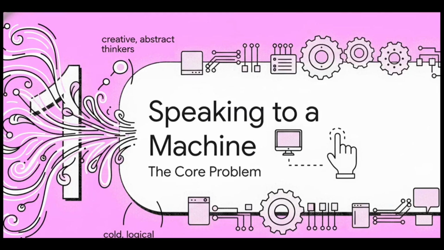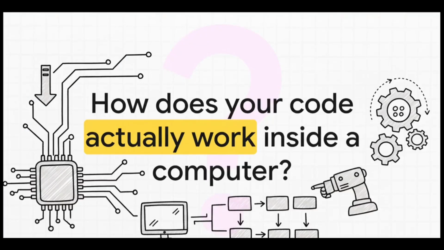Okay, let's kick things off with the biggest hurdle right away. You've got us humans, who think in ideas and feelings and abstract concepts, and on the other side, you've got this cold, logical machine. So how do we bridge that massive gap? It's a question every single one of us asks at some point, right? It's so easy to just think of programming as typing some magic words. But what's really happening is a translation. It's about learning to give instructions that are so ridiculously precise, so literal, that there is zero room for misunderstanding.